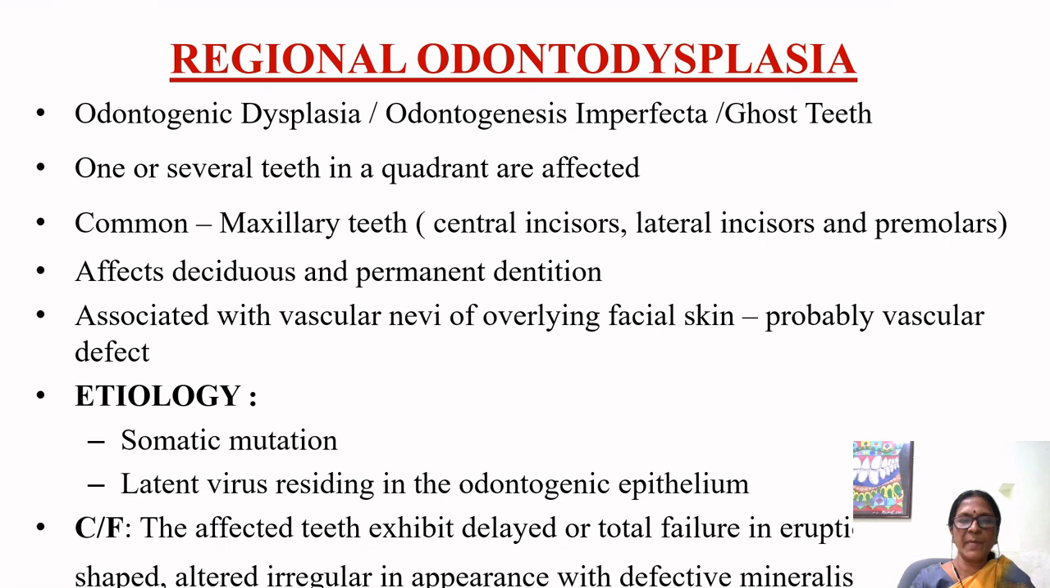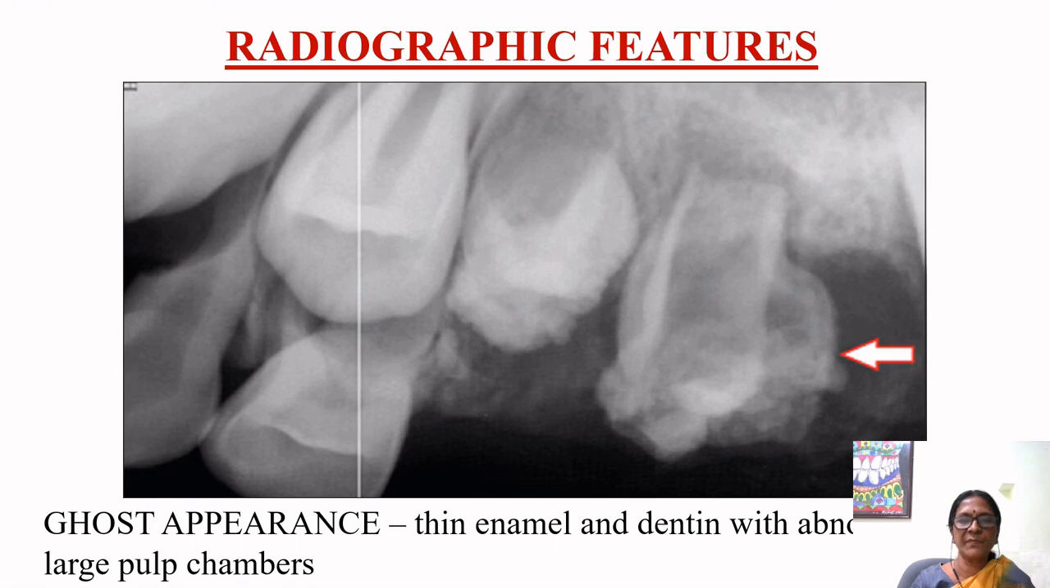The etiology is a somatic mutation or a latent virus residing in the odontogenic epithelium during development. Clinical features: affected teeth exhibit delayed or total failure of eruption and are abnormally shaped, altered and irregular in appearance with defective mineralization. This is the picture, and this is described as a ghost tooth appearance because of the thin enamel and dentin with abnormally large pulp chambers.